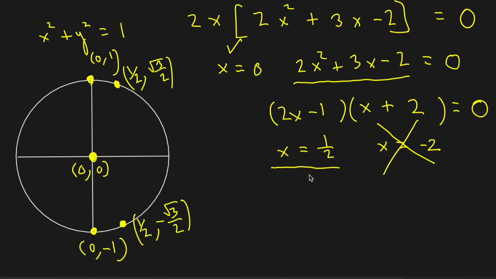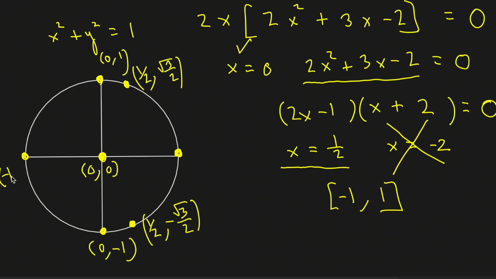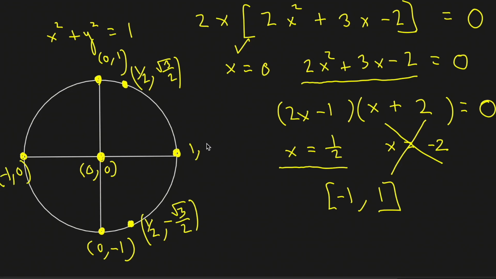And then finally, we can't forget that this function g was defined along this closed interval from -1 to 1. So we do have to check the endpoints. The point (-1, 0), and that's the point (1, 0). So we have a total of 7 points that we have to check. We'll evaluate f, and we'll find which one is the largest and which one is the smallest.